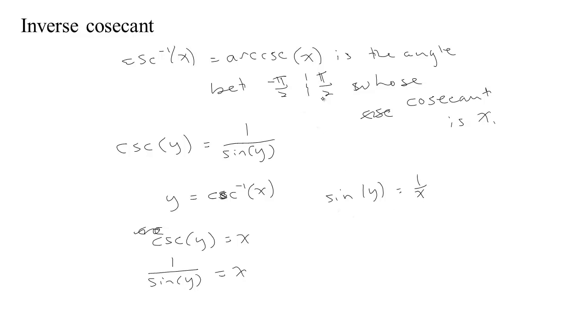Now you're looking for an angle between minus pi halves and pi halves, and the arc sine of 1 over x is an angle whose sine is 1 over x, and it's between minus pi halves and pi halves, so that must be the correct angle.